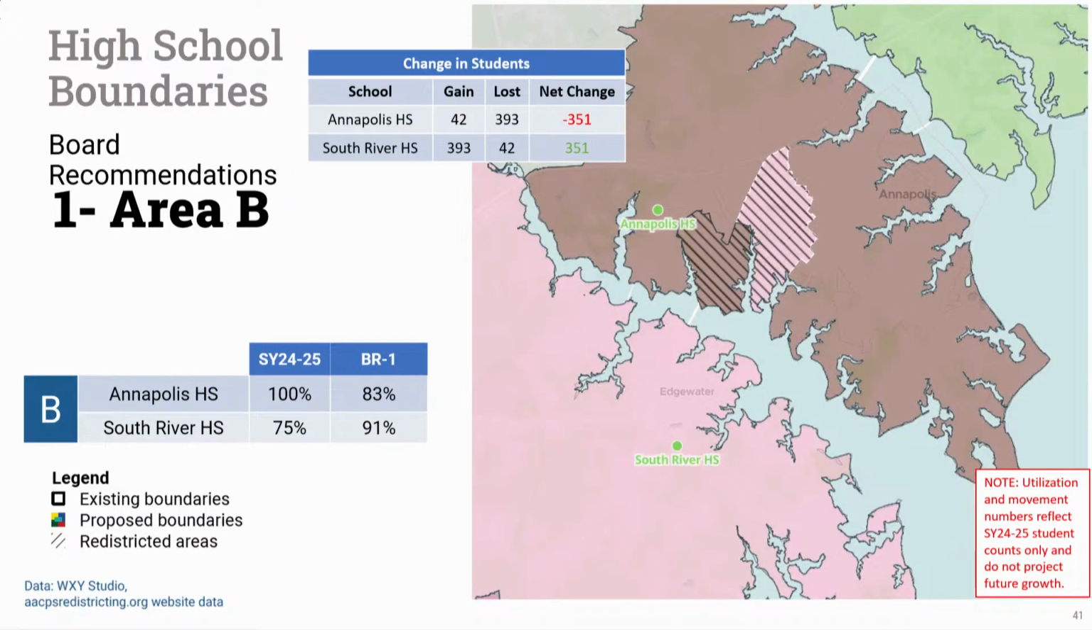In Area B, for BR1, 393 high school students are moved from Annapolis High School to South River High School. Conversely, 42 students are moved from South River High School to Annapolis High School. BR1 reduces Annapolis High School's utilization under 100% to 83%, and South River High School's utilization increases to 91%.